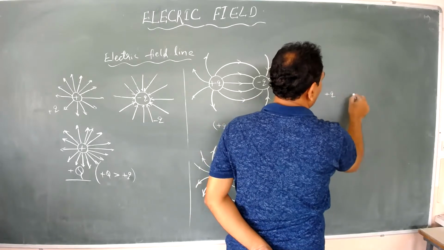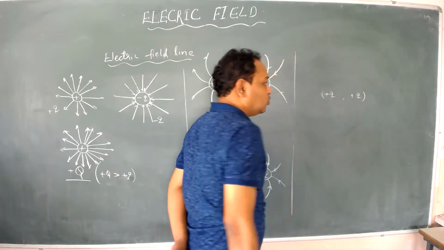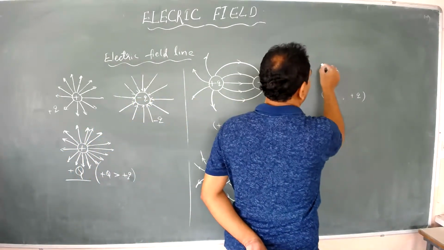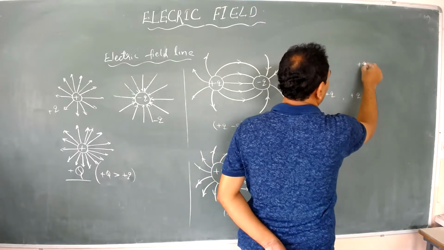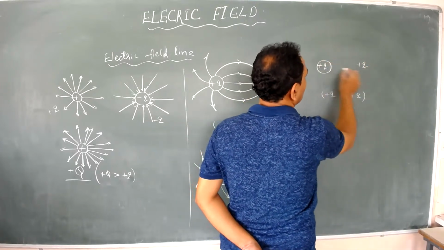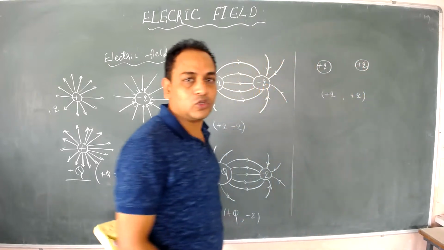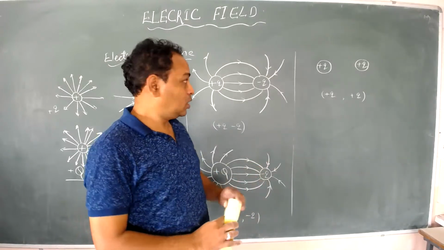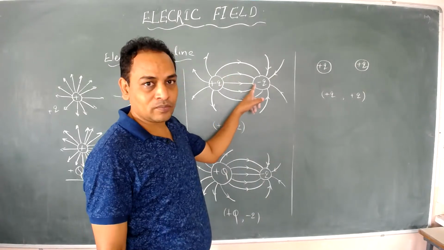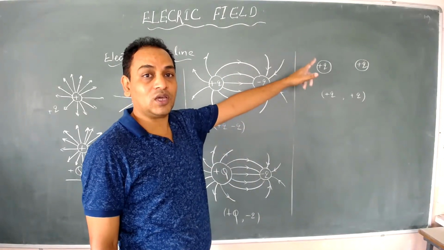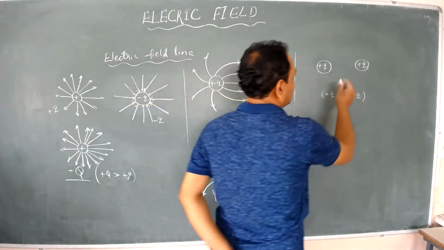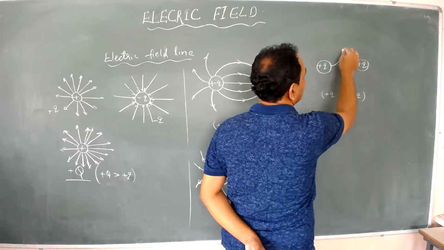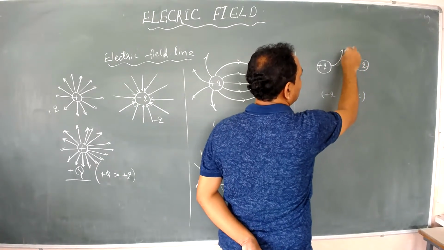If I draw for both positive charges, separated by a small distance like this, how will the diagram be? Let us see. This is plus Q, this is one more plus Q. As we know, positive charges repel each other, so the electric field lines will diverge from each other. Here they are converging, that means they are attracting. There they will diverge. Why? Because they will repel each other. So the electric field lines which are coming like this will diverge like this. This one also will repel and diverge.